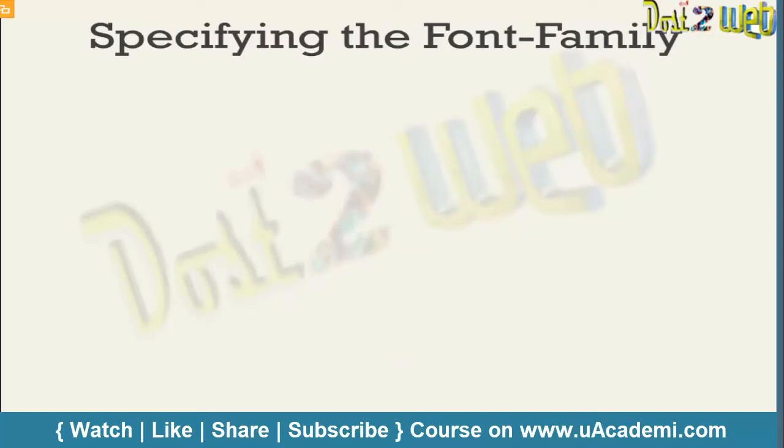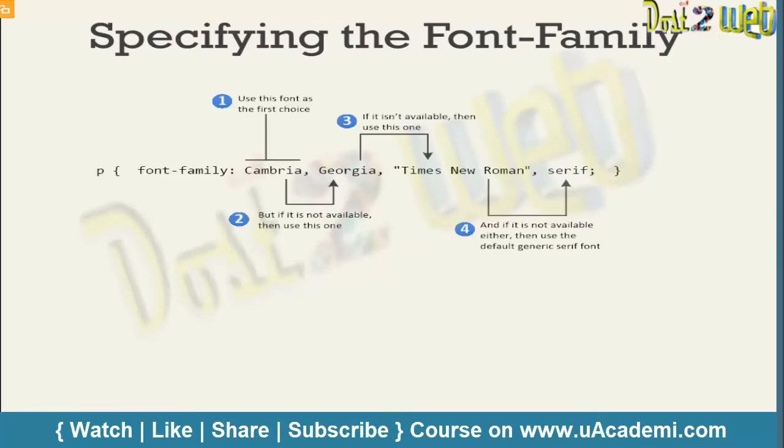Now how will you specify the font family? To specify the font family, you use the CSS selector and define it like font-family colon, and then the families you want. I'm going to use here, the first choice, Cambria. The second font we have is Georgia. Third, Times New Roman. Fourth, serif. What will happen in this case? You might have the question: why are we defining four, and how will it pick which one?